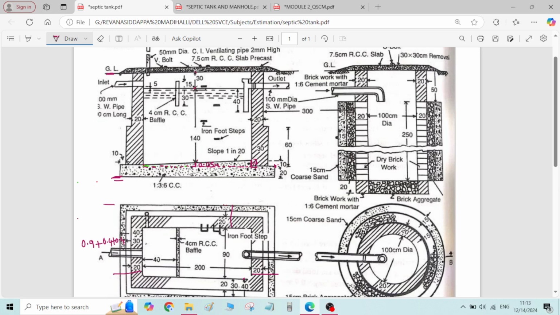From this horizontal line to the bottom of the floor, it is 20 centimeter. It is given in the diagram here. Therefore, the total height of the excavation is 30 plus 140, means 0.3 meter plus 1.4 meter plus 0.05 meter.